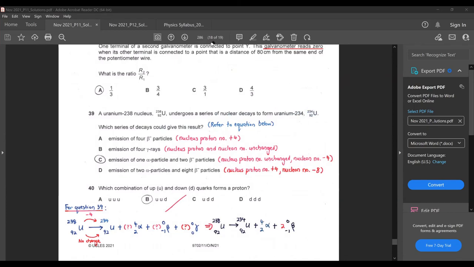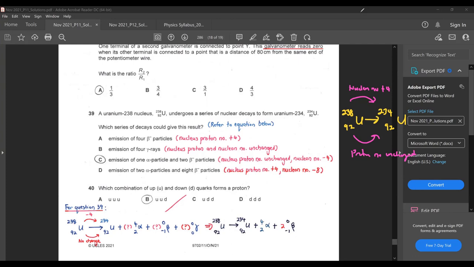Now, notice what is happening here from uranium-238 to uranium-234, 92. The main change you notice here is that your nucleon number changes by minus 4, but your proton number is unchanged.